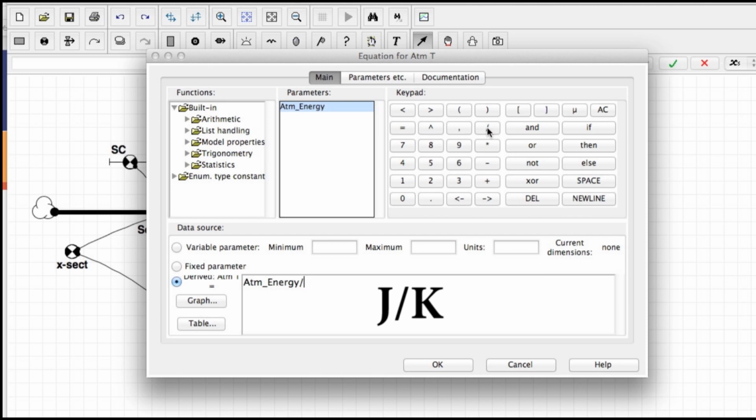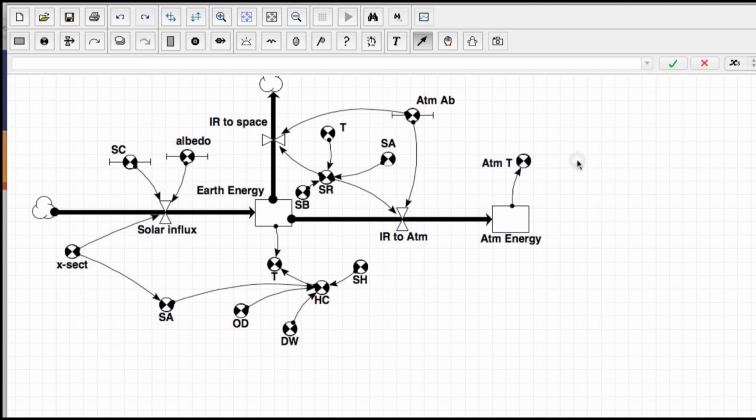So all I need to do here is atmospheric energy divided by the mass of the atmosphere, 5.14E times 10 to the 18th, times 1004 joules per kilogram Kelvin. All right? And that finishes the equation for temperature of the atmosphere. It's a done deal. We did it.